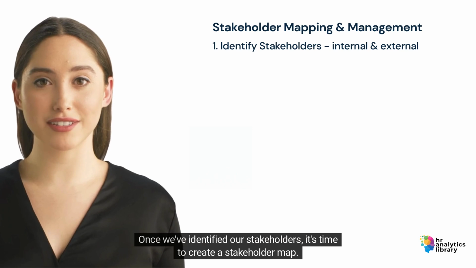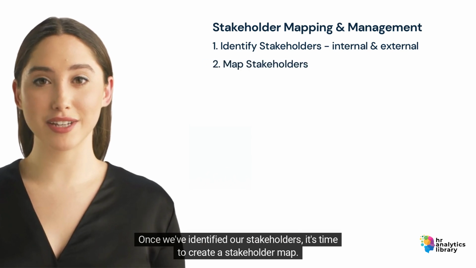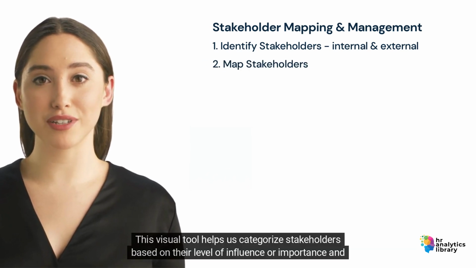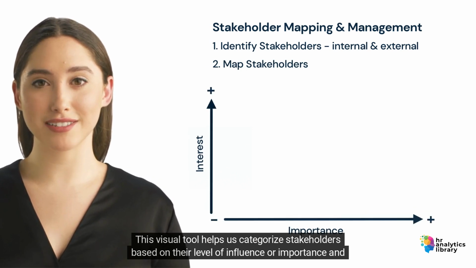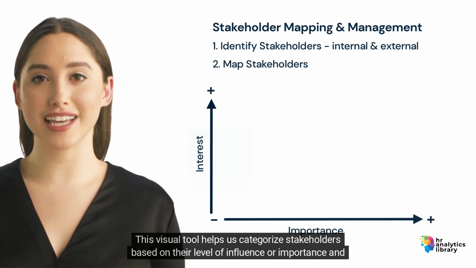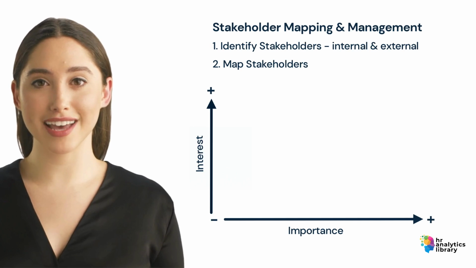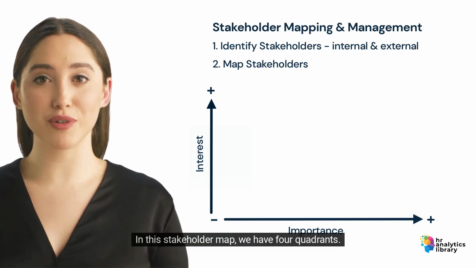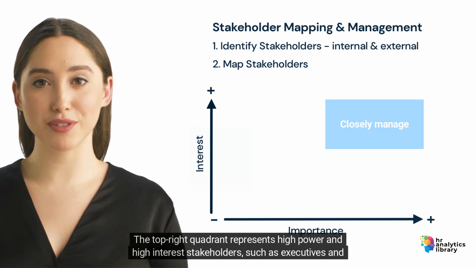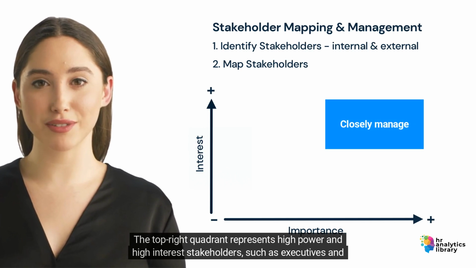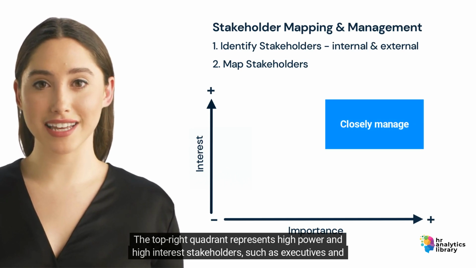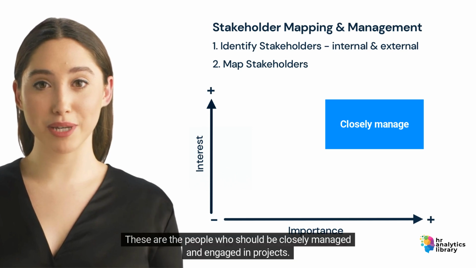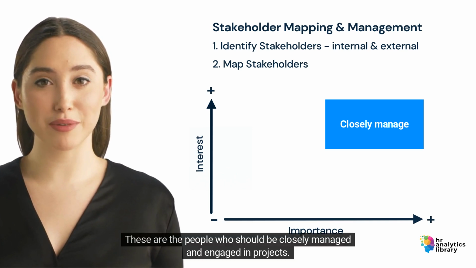Once we've identified our stakeholders, it's time to create a stakeholder map. This visual tool helps us categorize stakeholders based on their level of influence or importance and interest in our initiatives. In this stakeholder map, we have 4 quadrants. The top right quadrant represents high power and high interest stakeholders, such as executives and HR leaders. These are the people who should be closely managed and engaged in projects.